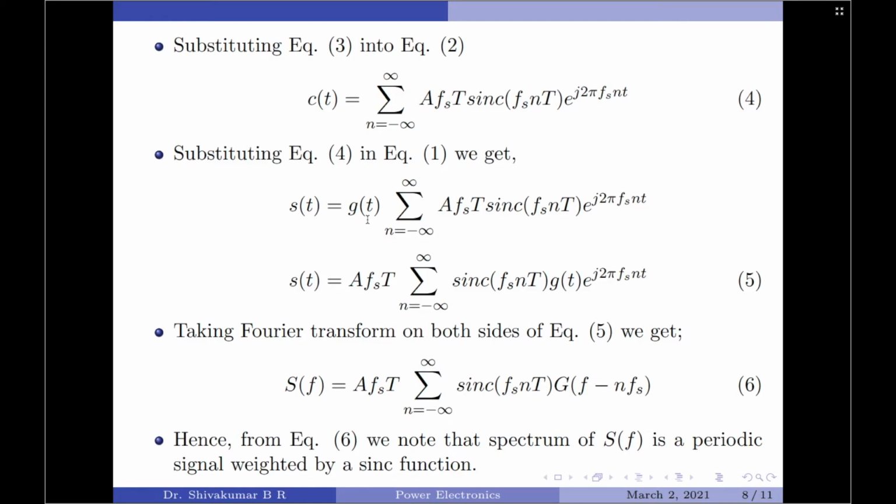g(t) is a continuous time signal. So, I am going to take it here. Summation sinc as it is and e to the power of j 2 pi fs n t is taken as it is. Now, let us apply Fourier transform on both sides of equation 5.